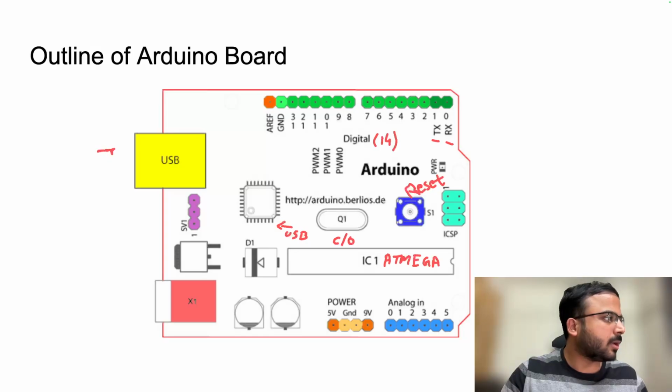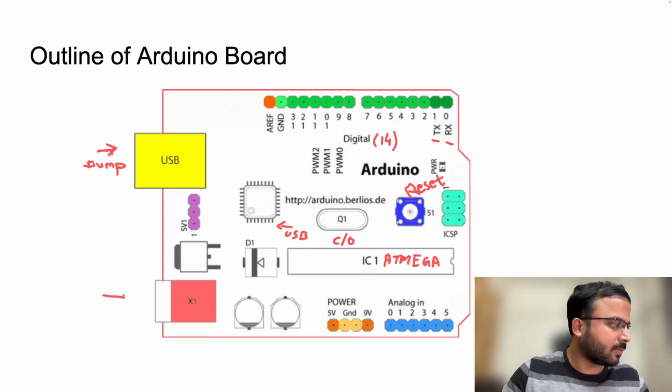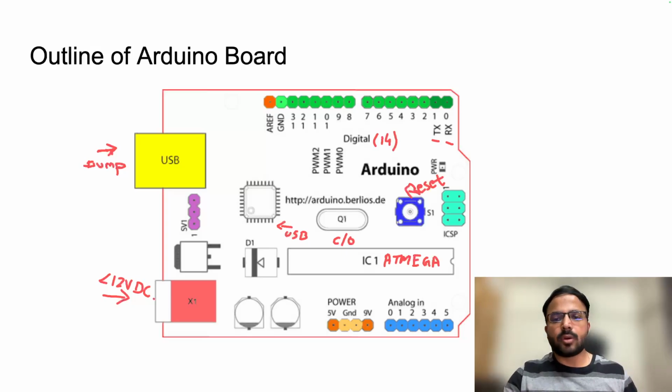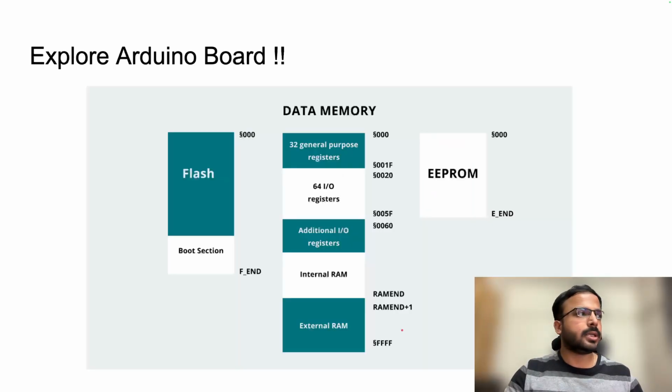So this particular port is where you dump your firmware, right? And of course this is your power supply, power less than 12 volt DC, right? So this is in general an outline in colors which you can use for your understanding, right? And of course we saw that here are the power pins. There are around 6 power pins and 6 analog ports, right?